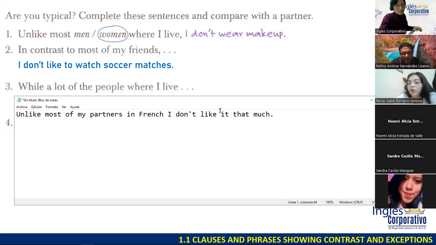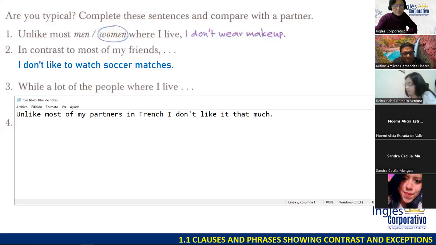Okay, very good. Excellent. So unlike most of my partners in French, I don't like it that much. Very good. Or I don't like that language that much. Okay, you can say it like that as well. But I think we can simplify it with "it," right? Because we already know that we're talking about the language, French, right? Okay, excellent. Muy bien. Anyone else?